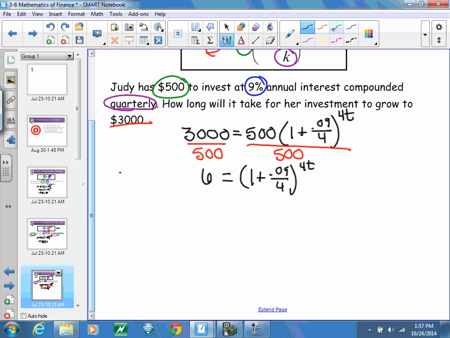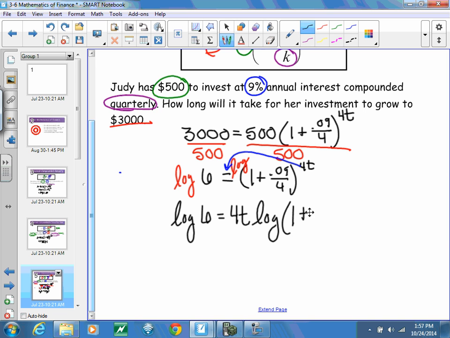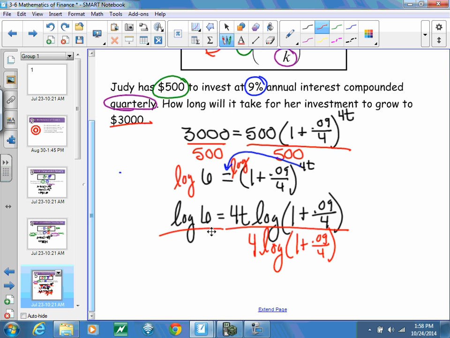Now that I have my power all by itself, here's where we're going to take the logarithm of both sides. And this allows for my exponent to come down and out in front. So I have the log of 6 is equal to 4t times the logarithm of 1 plus 0.09 divided by 4. And there we are. And now we're going to solve for t. To solve for t, I'm going to divide both sides by 4 times the logarithm of 1 plus 0.09 divided by 4.